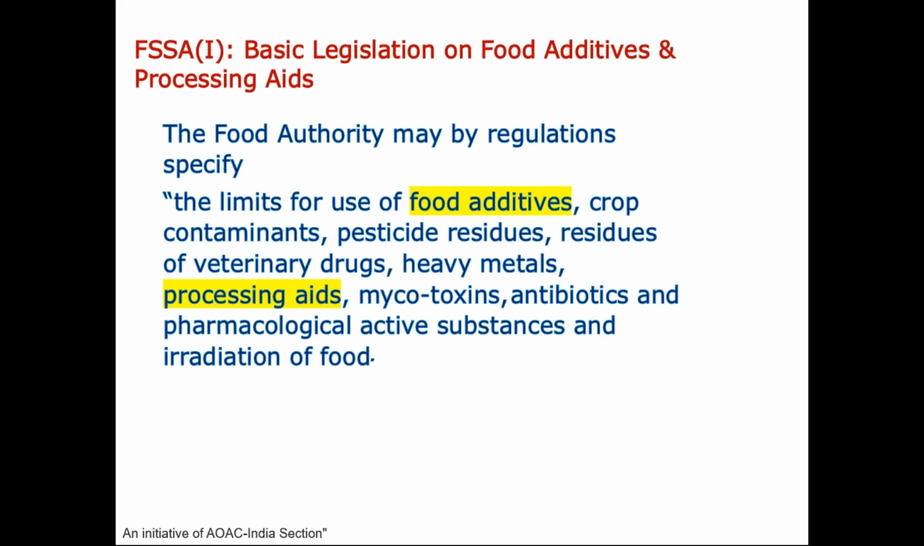The basic legislation on food additives and processing aids, according to the rules and regulations, sets the limits for use of food additives, crop contaminants, pesticide residues, residues of veterinary drugs, heavy metals, processing aids, mycotoxins, antibiotics, pharmacologically active substances, and irradiation of food. By virtue of this regulation, these additives are regulated and their limits in foods are regulated.